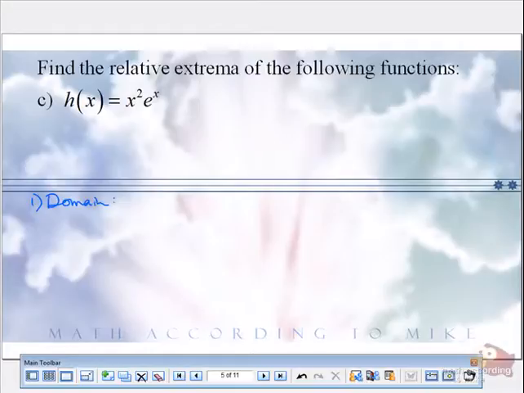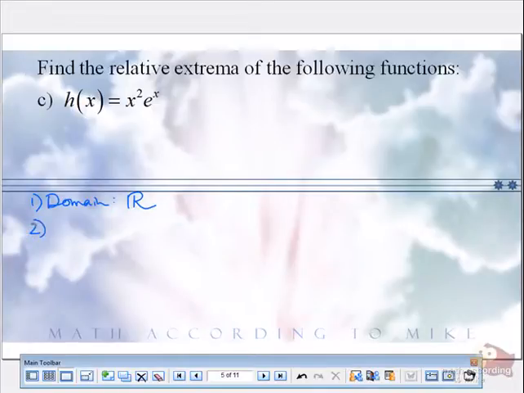Right, but it's not in the original function. But since there is no log or ln, there's no logs. So what's the domain of e to the x? All reals. So what's the domain of h of x? All reals. Nothing to worry about.